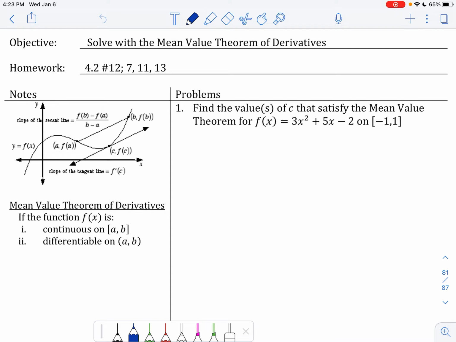So we're going to talk about the mean value theorem for derivatives. There's a different mean value theorem out there as well, but we're going to focus on the one for derivatives today. So get yourself ready for notes, and we're going to get started.